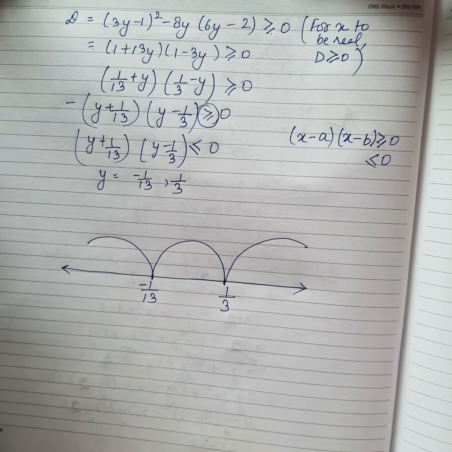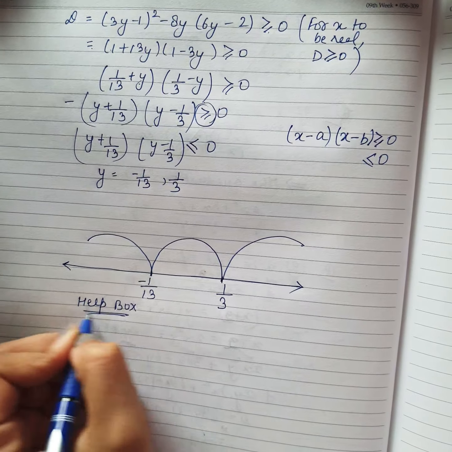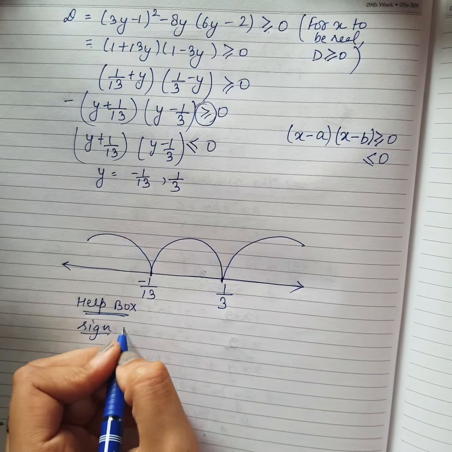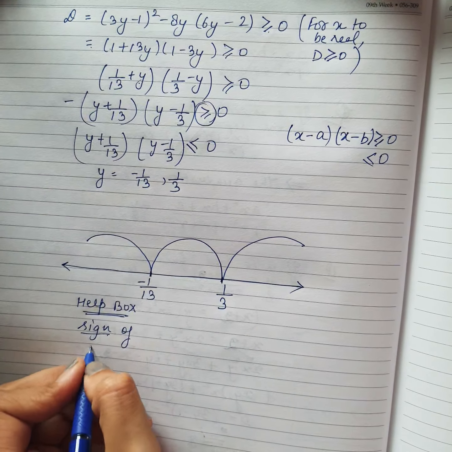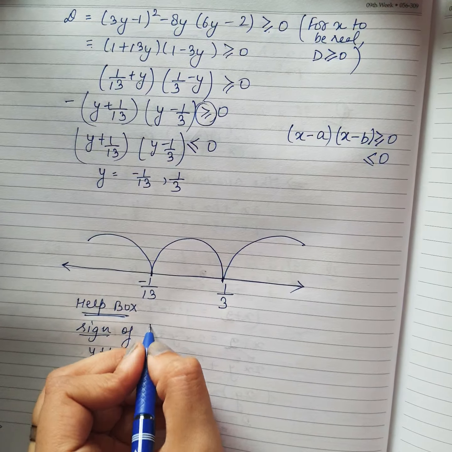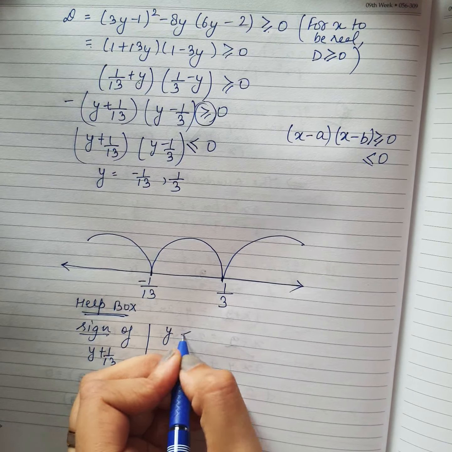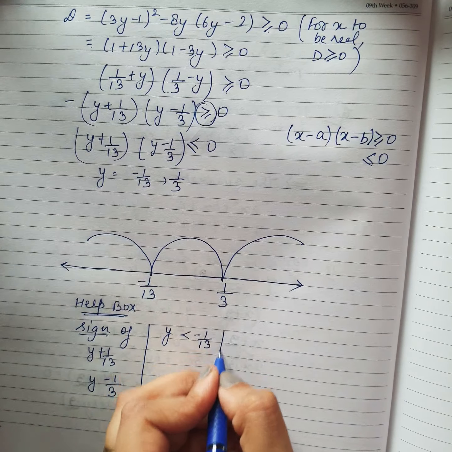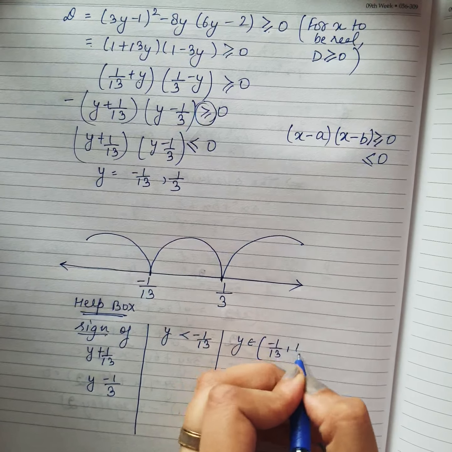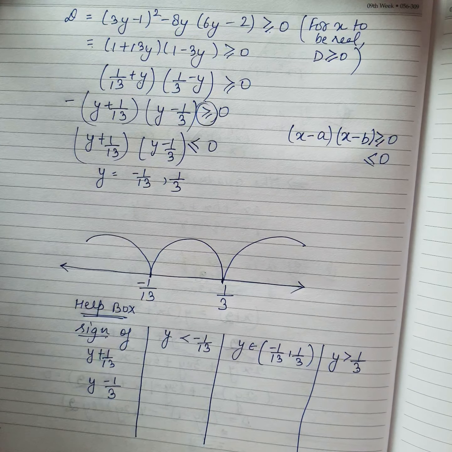Now how to write the signs? This is a help box, which is only for understanding, where we will write the sign of both the brackets, these two brackets. First y plus 1 by 13 and then y minus 1 by 3. Then either y will be less than this value, or y will lie between the values given, or y will be greater than 1 by 3. There is no other case possible.